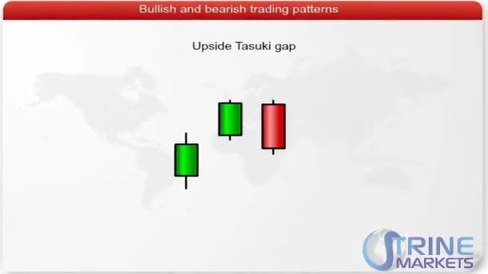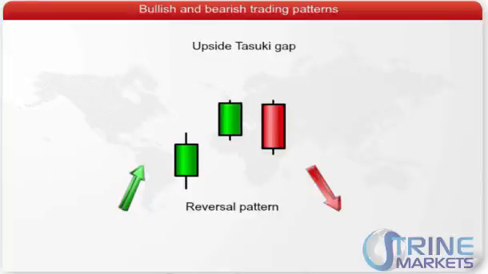Upside Tsuki Gap. A 3-candlestick reversal pattern, indicating a bearish outlook. The first candlestick is green and supports the major trend. On the second day, the candlestick opens upwards with a price gap and closes positive, green. On the third day, the candlestick is red with a closing price that is lower than the opening price of the second candlestick.